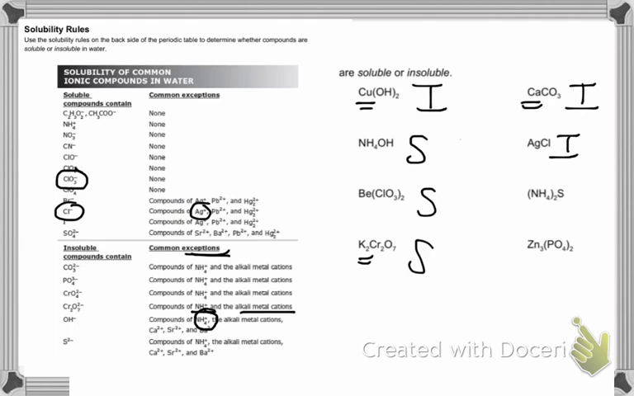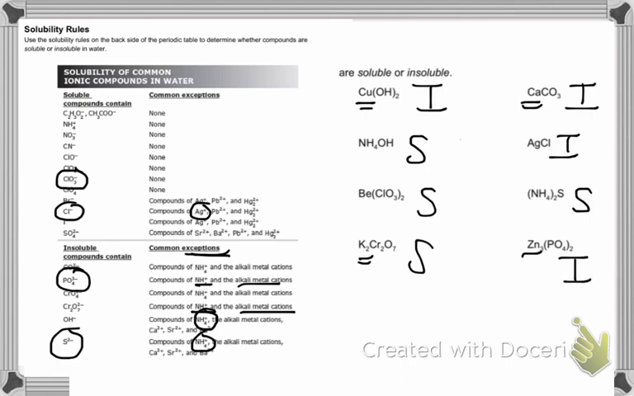Two more. Ammonium sulfide. Here's sulfide. Sulfide is always insoluble unless it's with, look, ammonium. So now it's actually going to be soluble. It's going to be the opposite. The last one is phosphate. Phosphate is insoluble unless it's with ammonium or an alkali metal. Because zinc is actually a transition metal, this is going to stay insoluble.